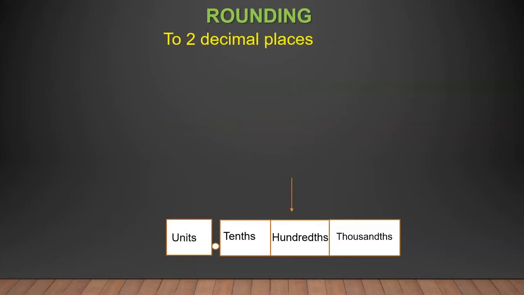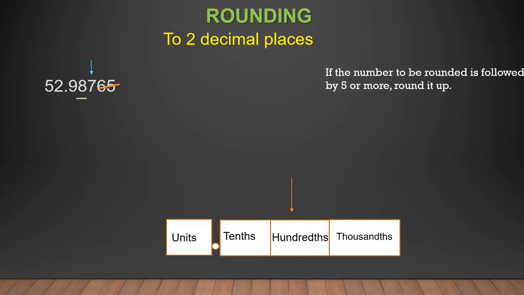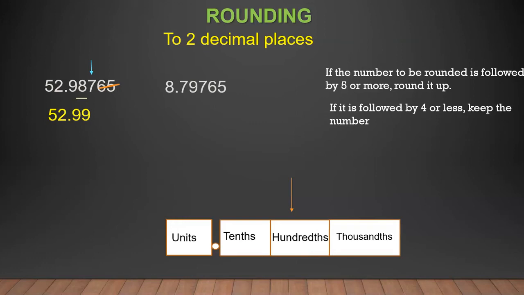Now we're going to round off another example. You have 52.98765. 8 is in the second decimal place, followed by 7, which is more than 5. So that means 8 is rounded up to 9. So you have 52.99. So next we have 8.79765. 9 is followed by 7, which is more than 5. So 9 is rounded up to 10, so that's write down 0, carry 1, so 7 becomes 8. So your answer is 8.80. Leave the zeros there as it is to signify the second decimal place.